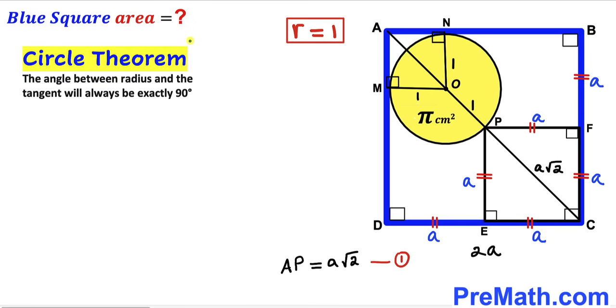And now let's recall the circle theorem. According to this theorem, the angle between the radius and the tangent line will always be exactly 90 degrees.